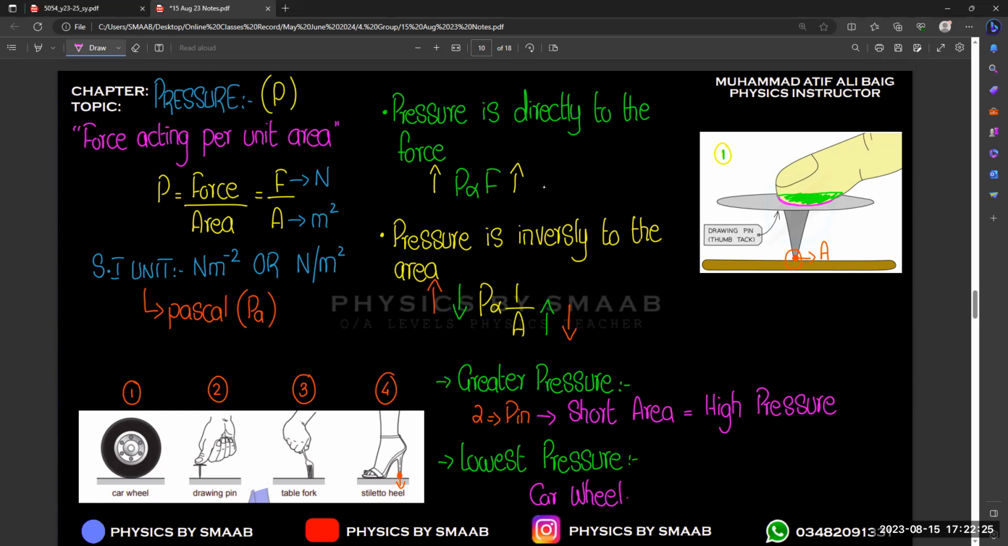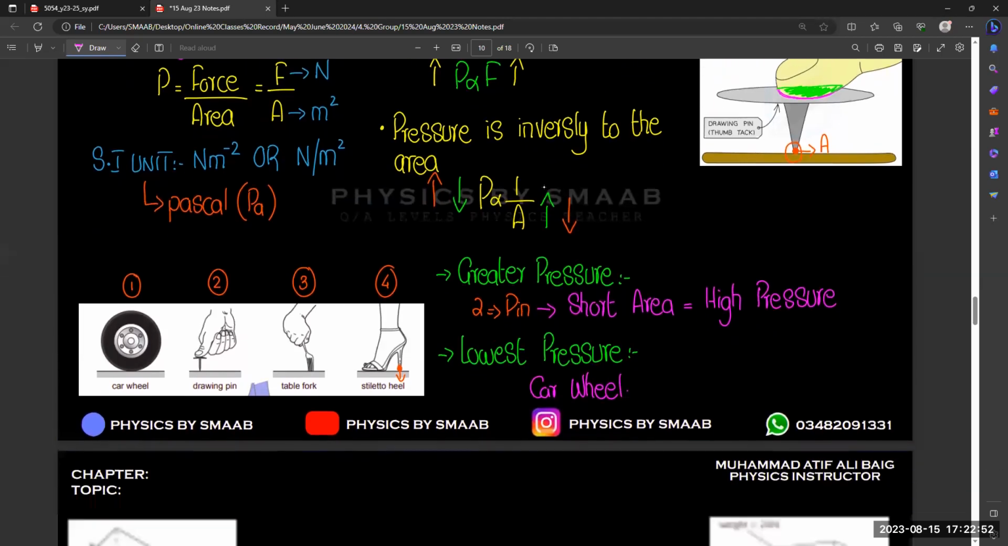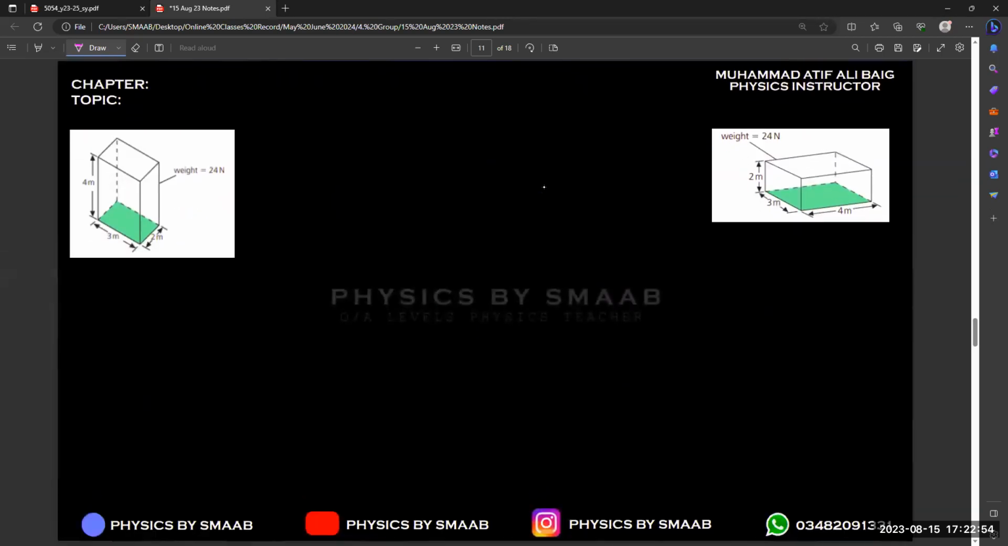Okay. So let's suppose there is a concept of area. So we know that force is mostly given in the question. Otherwise, we can derive it from other equations. Sometimes they only give you a block or any diagram, and they ask you to find out the pressure by yourself. All dimensions of the block are given.